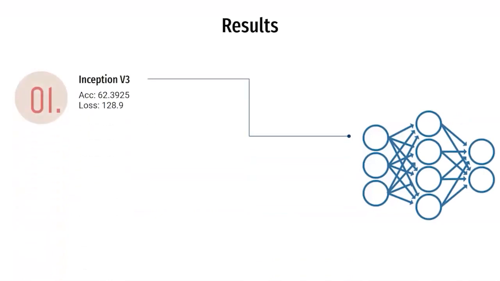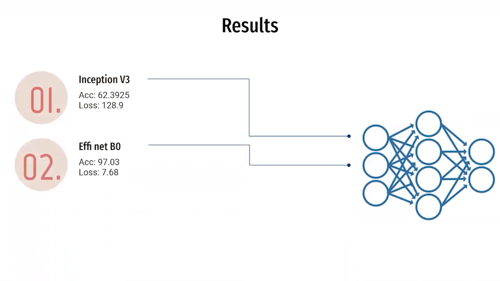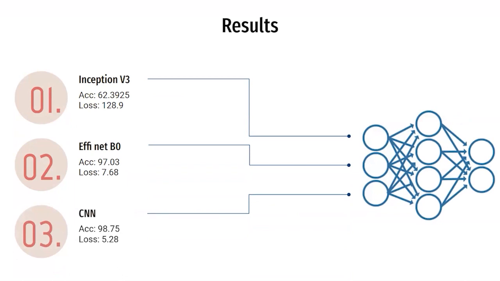So we evaluated the models based on their accuracy and loss on the test sets. The result indicates that the CNN model outperformed the other models with the highest accuracy of 98.75% and the lowest loss of 5.28%. The EfficientNet model has the second highest accuracy of 97.03% and a loss of 7.68%, while the Inception V3 model has the lowest accuracy of 62.39% and the highest loss of 128.09.